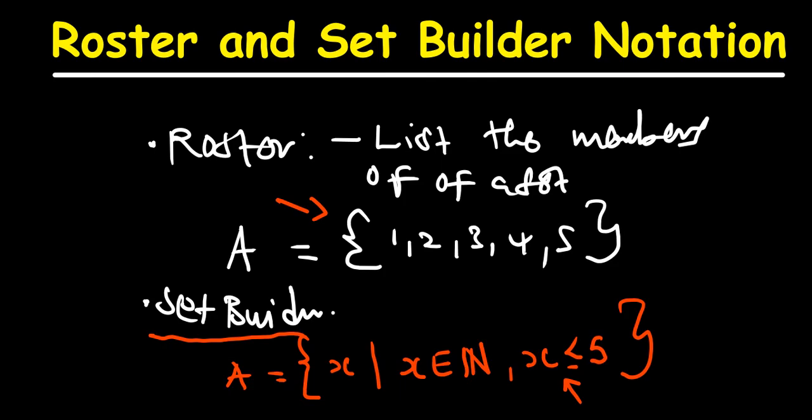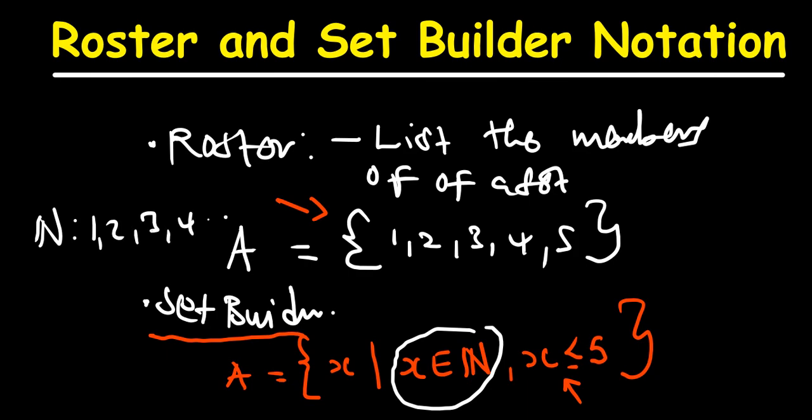Someone might be confused because of what I've written here: x is a member of natural numbers. From our previous lessons, we said that the set of natural numbers is a set that contains elements that start from 1, 2, 3, all the way up to positive infinity. So in short, all the positive whole numbers make the set of the natural numbers. So we can see that in this set A in roster form, these are just the first 5 elements of the set of natural numbers.